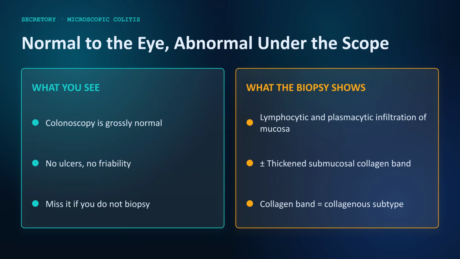So the rule is simple. In chronic watery diarrhea with a normal-appearing colon, always take random biopsies from the right and the left colon. Practically, tell your endoscopist why you are sending the patient. A request that says rule out microscopic colitis gets you the biopsies. Chronic diarrhea alone may not.